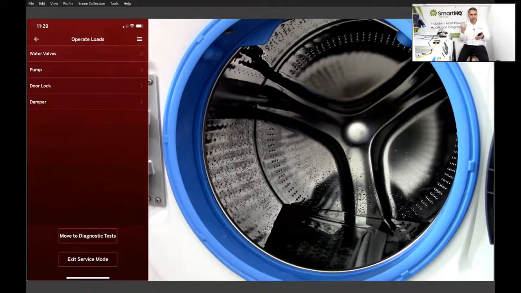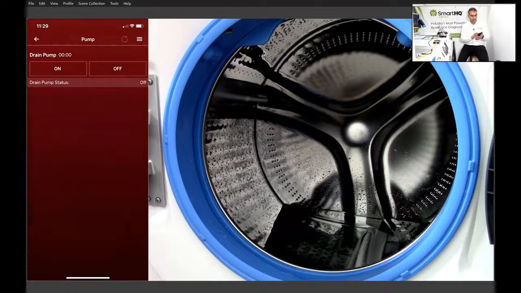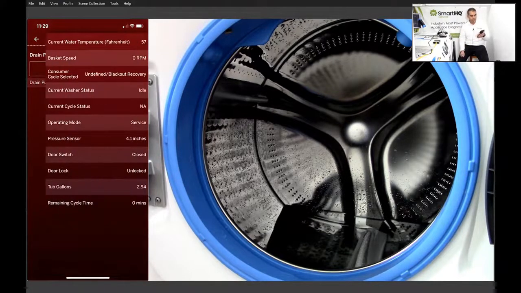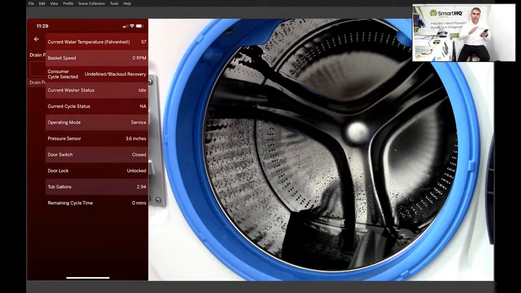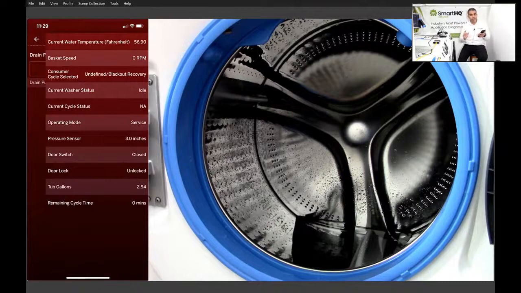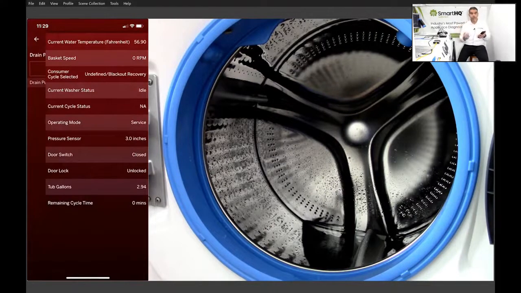But you're going to see how those values are going to change. So we're going to select drain pump, turn it on, open up the watch box, and pay close attention to the pressure sensor, okay? You can see that it's already dropping: 4.1 inches, 3.6, as the water is exiting the unit. And that's a great thing because a pressure sensor is one of those components that will throw other fault codes without you even knowing it, right?